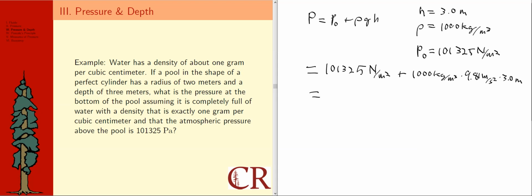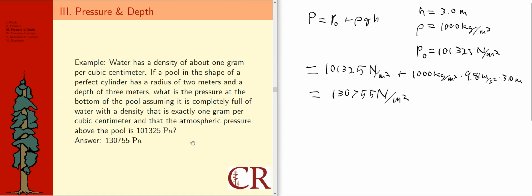The number my calculator reports for this is 130,755 newtons per meter squared. So that's the answer. We can go ahead and check it, and it looks like everything worked, except that here we rewrote that as pascals, which is appropriate. It's also okay to leave it this way, at least in my book it is.